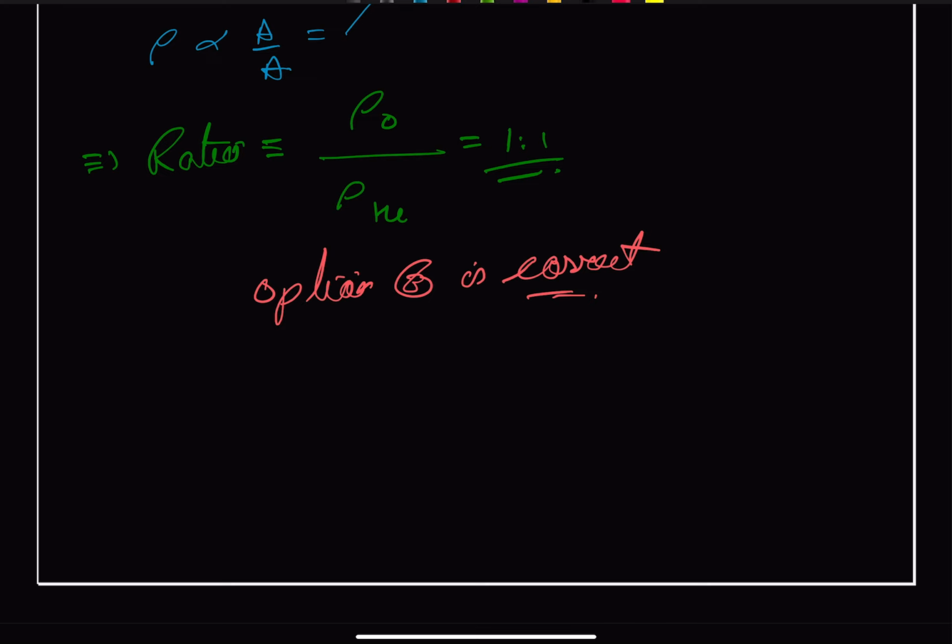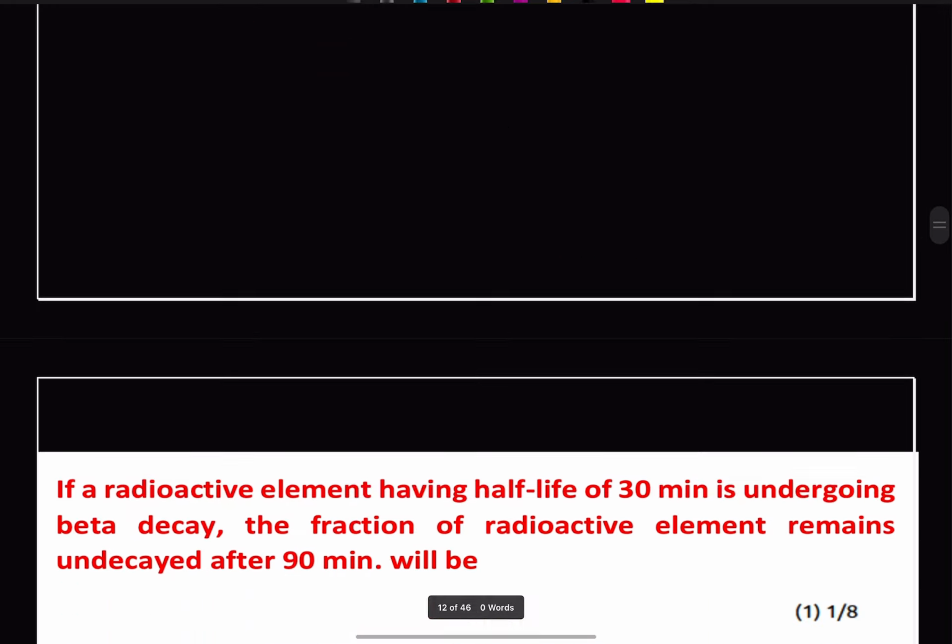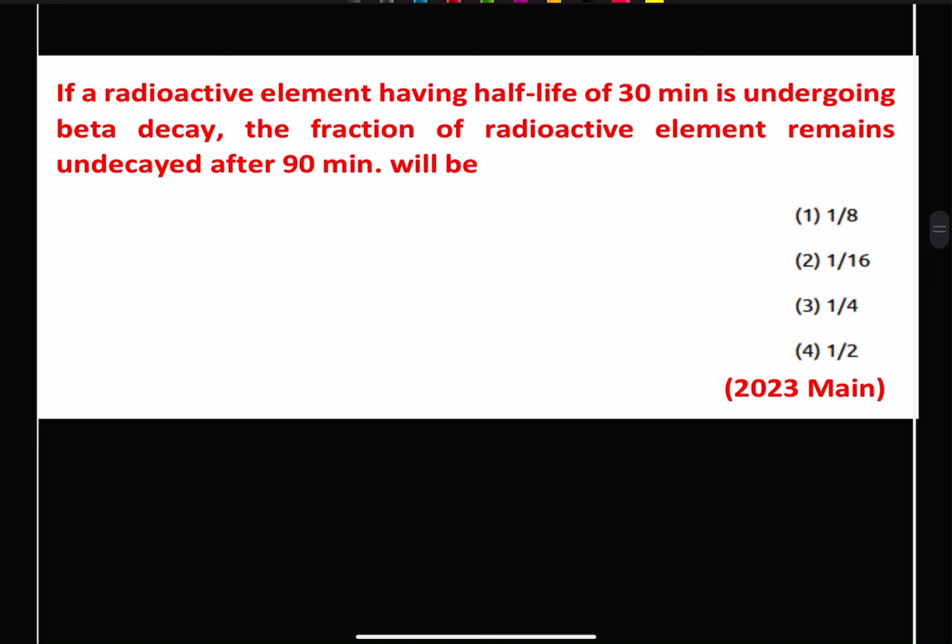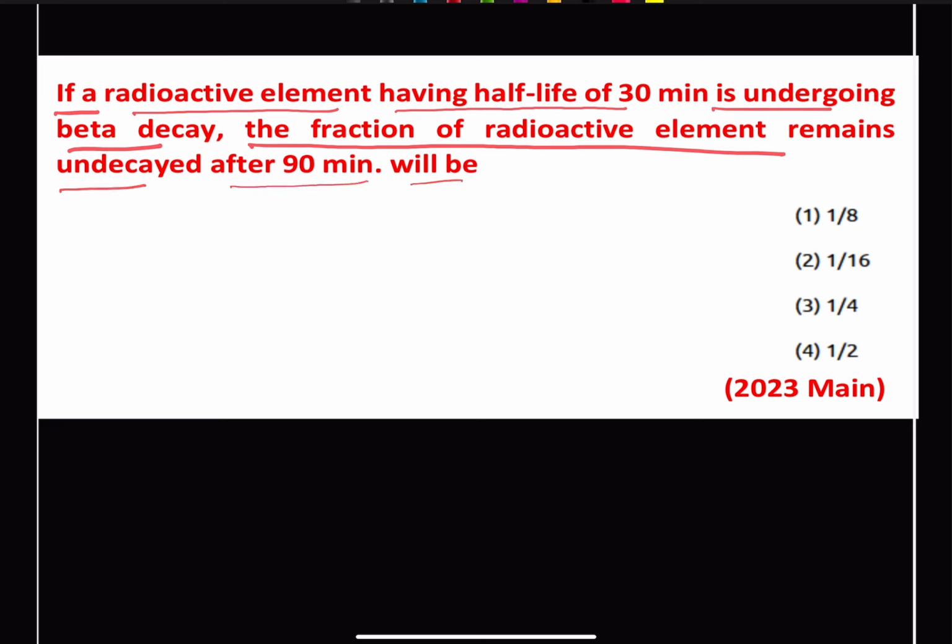Next question. It states that if a radioactive element having half-life of 30 minutes is undergoing beta decay, the fraction of radioactive element that remains undecayed after 90 minutes will be.